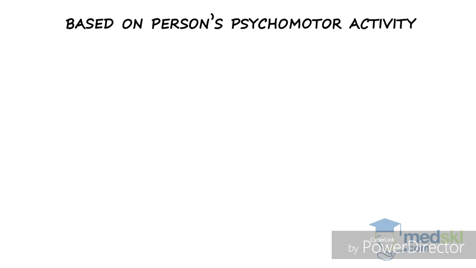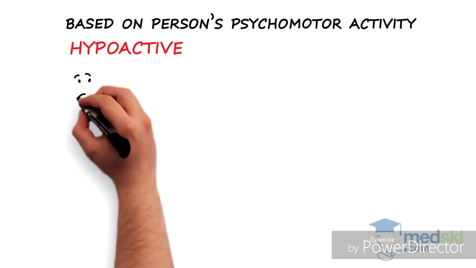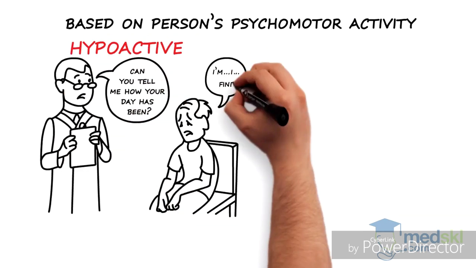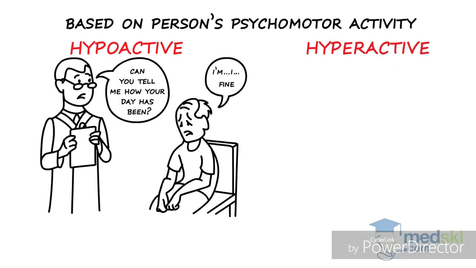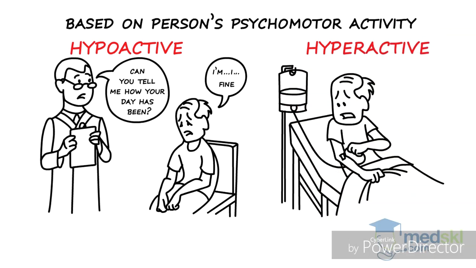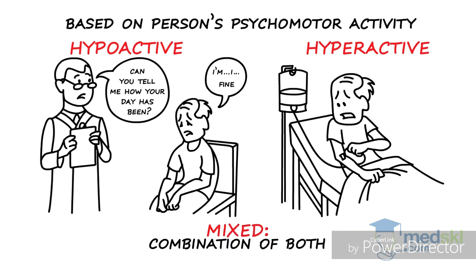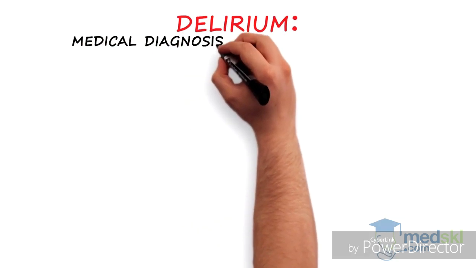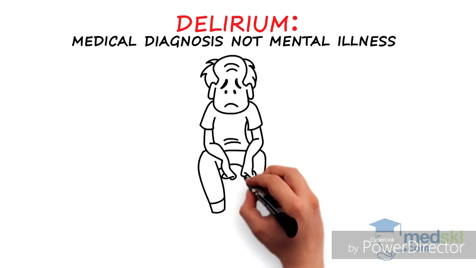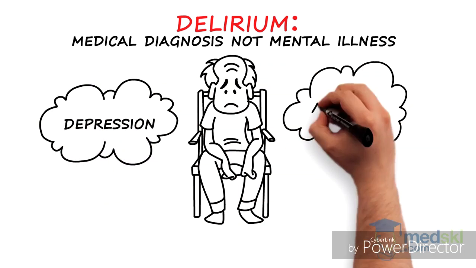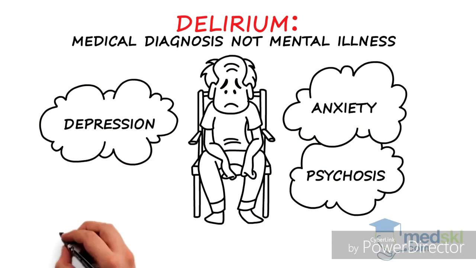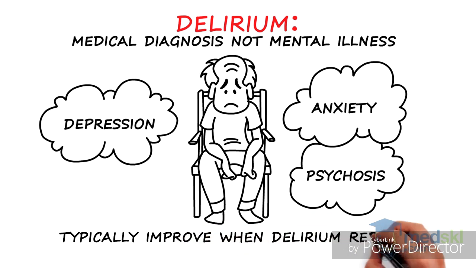Delirium is categorized based on psychomotor activity. It can be hypoactive with sluggishness and impoverished thinking, hyperactive with agitation and intense emotions, or mixed-level activity, including combinations of the other two. Delirium is a medical diagnosis, not a mental illness. It can present with depression, anxiety, or psychosis, but these typically improve when delirium resolves.